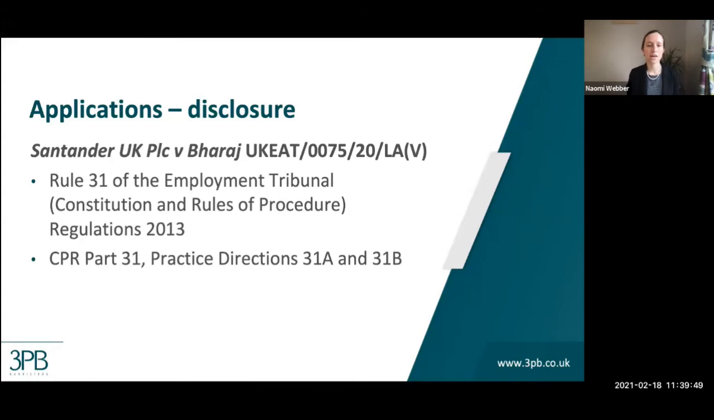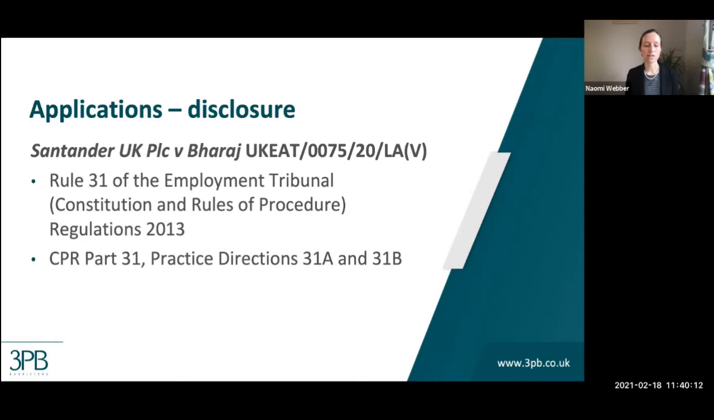the judge said that the next point in the guidance is that applications for specific disclosure must be supported by evidence. Now, this doesn't have to be in the form of a witness statement, but the burden is on the applicant to put materials before the Employment Tribunal to establish why an order for disclosure should be made.